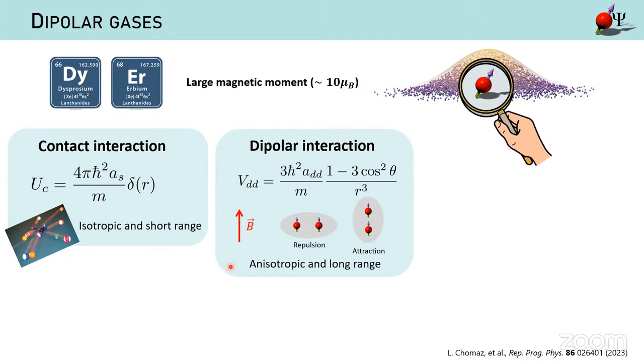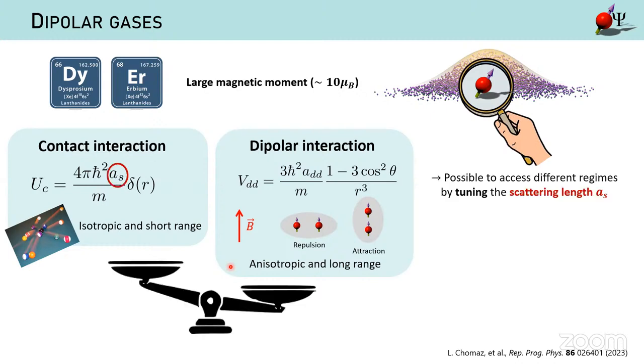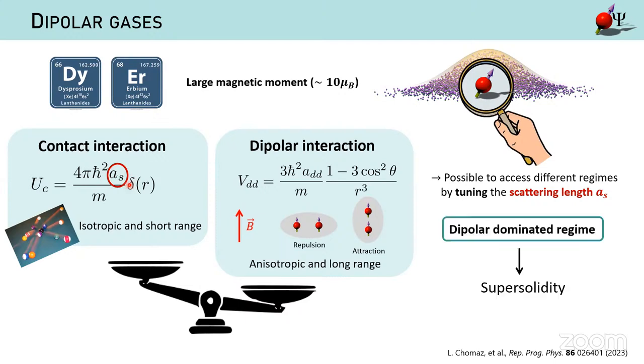The cool thing is that the competition between these two types of interaction is not fixed, because we can tune the strength of the contact interaction, both in the theory but also in the experiment. And so this allows us to work in different regimes where one type of interaction is dominant over the other, or vice versa, just by changing the strength of the contact interaction, which is controlled by a parameter called the scattering length. For the next part of the talk, I will always talk about the dipolar dominated regime, because it's in this regime where we can have access to the supersolid phase of matter. Okay, so what's the origin of this supersolid phase of matter?